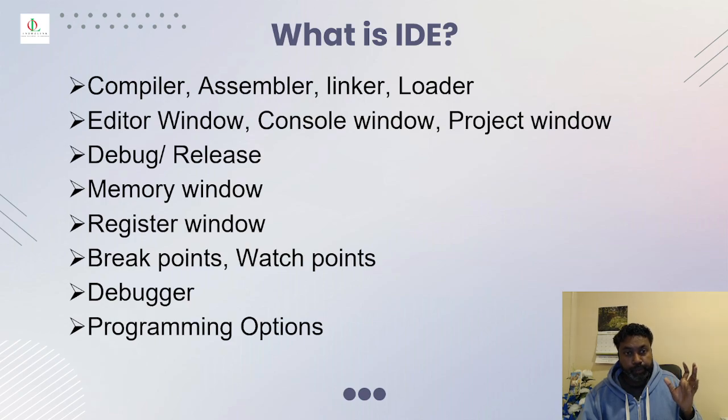And there is an option for debug and release. This particular IDE has up to 20 options available for both debug and release. So what is debug? When you compile the C code and build the project in debug mode, it generates the debug information, and that is necessary to debug the program.